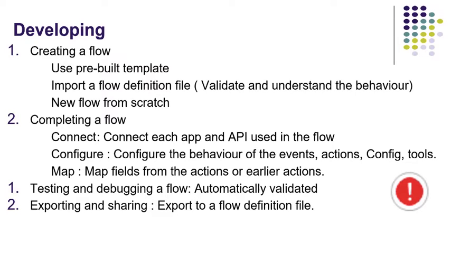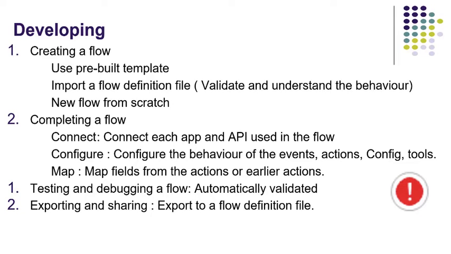So that is how you can create a flow. You can create a flow using a pre-built template, or you can import, or you can create a new flow from scratch. When you're importing a flow, first you need to validate that flow definition file and understand its behavior before you make use of it. Or you can create it from scratch. When the flow is created, the flow involves the following three simple steps: connect, configure, and map.